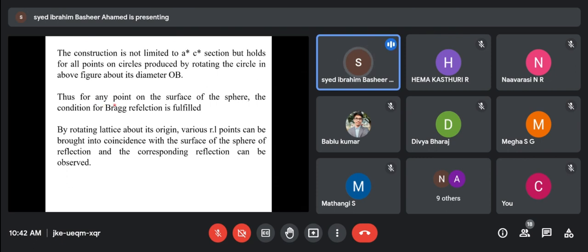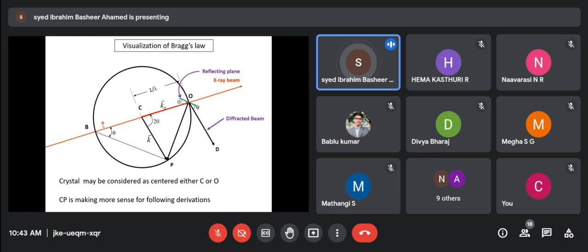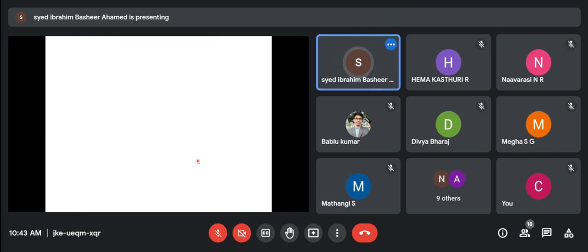So for any point on the surface of the sphere, the condition for Bragg law, Bragg reflection, is fulfilled. By rotating the lattice about its origin, various reciprocal lattice points can be brought into coincidence with the surface of the sphere of reflection, and the corresponding reflection can be observed. This is called the sphere of reflection, or you can call it the Ewald sphere. If any reciprocal lattice point is falling on this sphere of reflection, then the reflection is recorded.